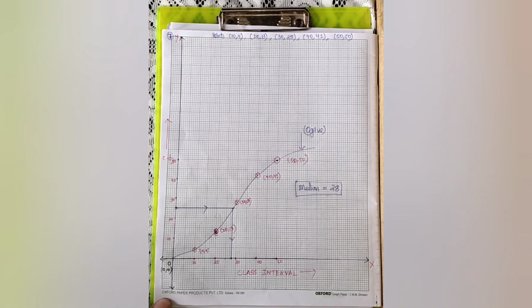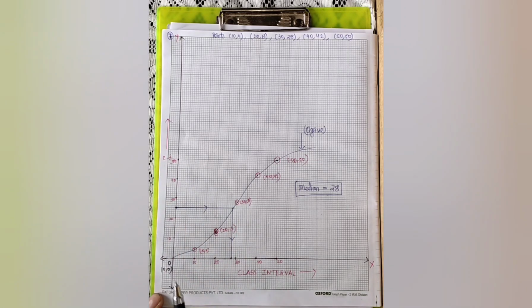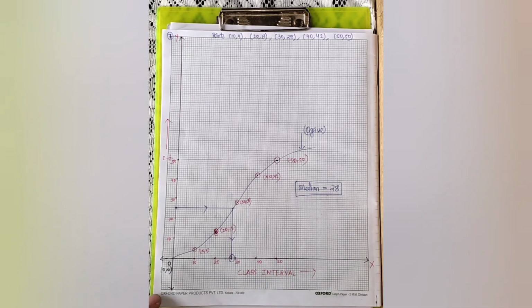Then for your median, you'll go to CF, and from whichever is the point, you drop a perpendicular, and then from this point you drop a perpendicular on the x-axis. Then this value will be the median. This point will be the median. If you count, it is 28. So hence the answer is 28.